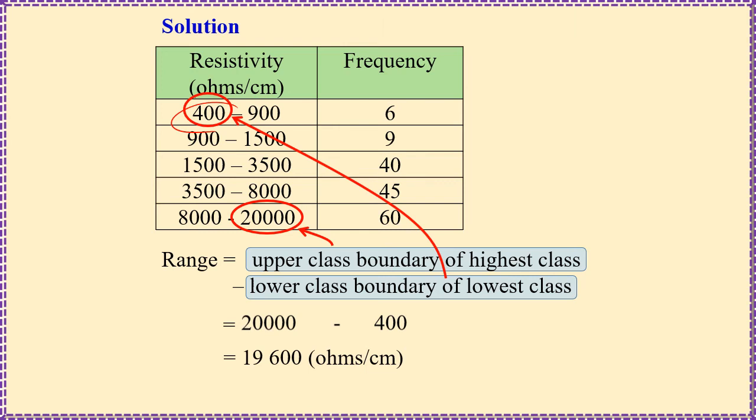But actually for group data, this is not the true value. Why? Because for these 6 data in this interval, the smallest one may not be 400. It may be 450, 431. It can be anything. We don't know the raw data. But we use this formula to find the range. So this value is not exactly true for the range of group data. For ungrouped data, it will be okay, but for group data, it's not a good estimation to explain the measure of dispersion.